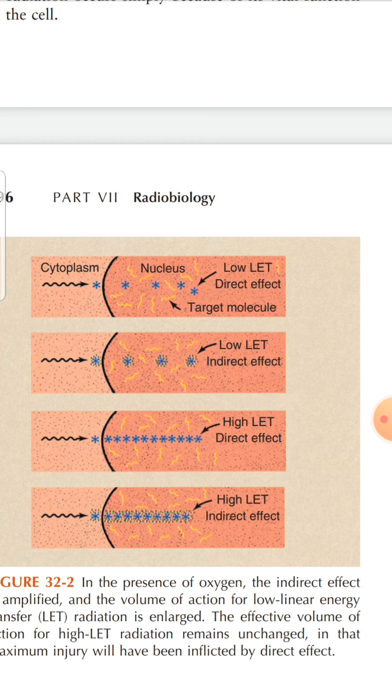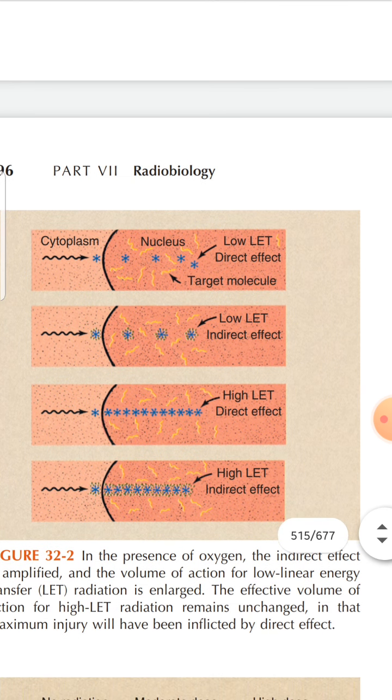In the second scenario, this is in the presence of oxygen, and there will be free radicals formed, as we have discussed in the radiolysis of water. So there will be free radicals available, and the volume of effectiveness surrounding each ionization will be enlarged, and consequently there will be an increased probability of a hit.